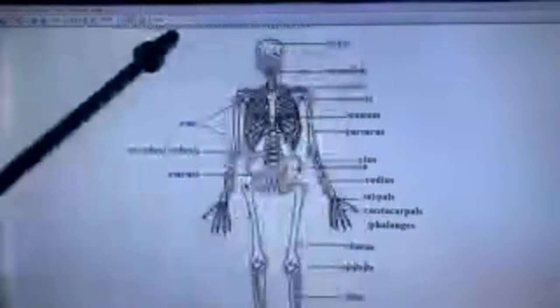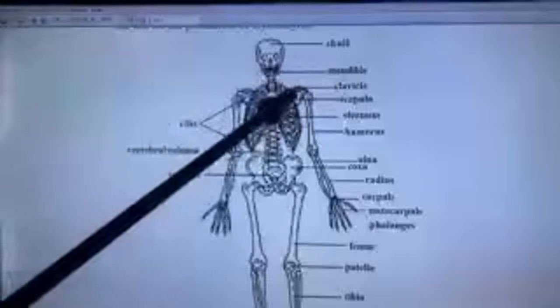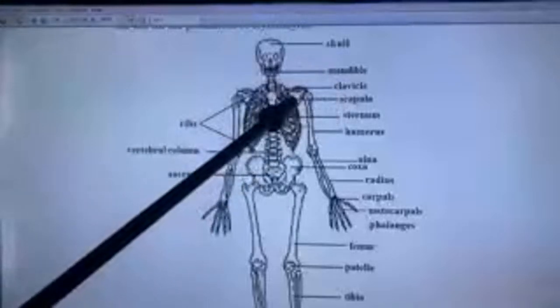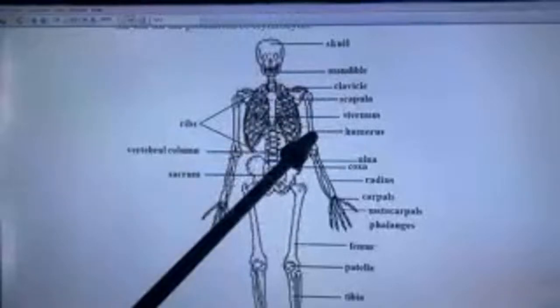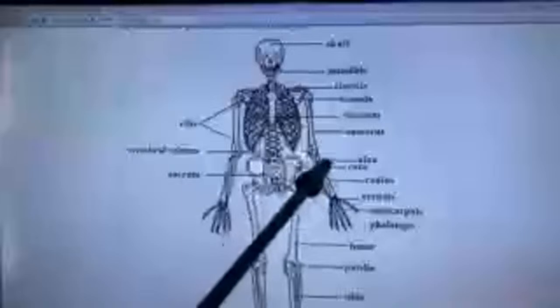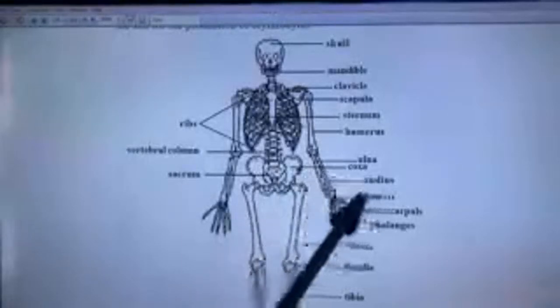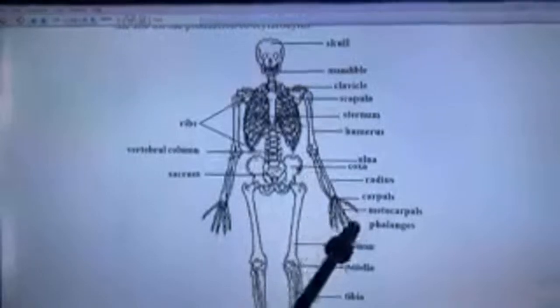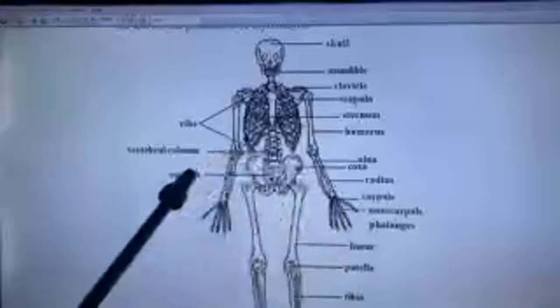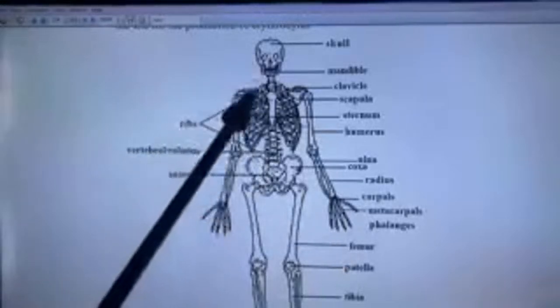This is the skull. This is the mandible, clavicle, scapula, sternum, humerus, ulna, radius, carpals, metacarpals, phalanges, sacrum, vertebral column, ribs.